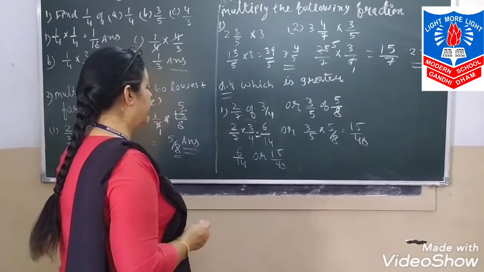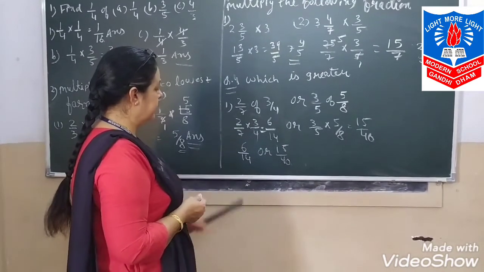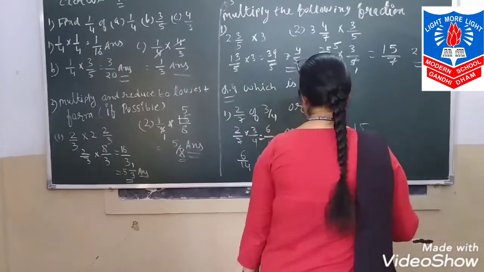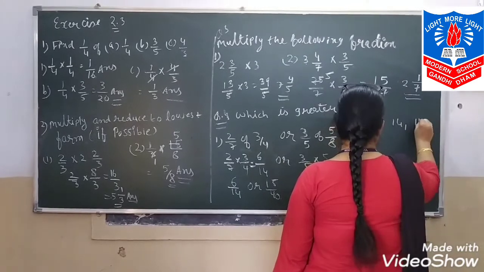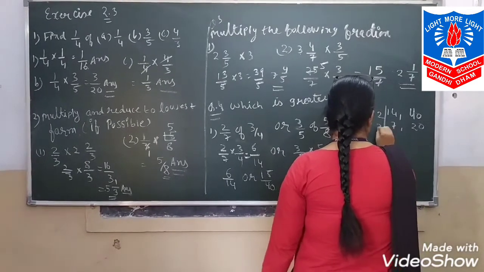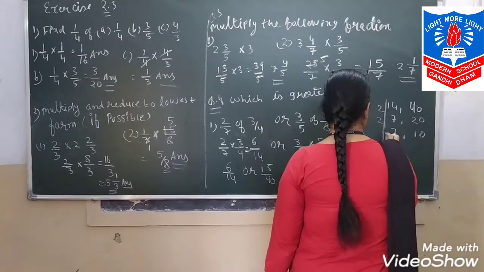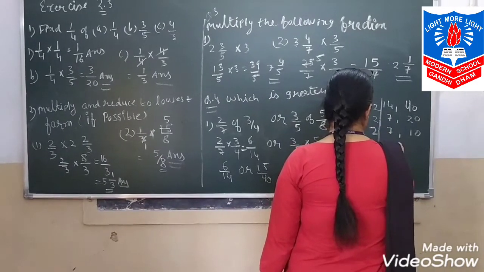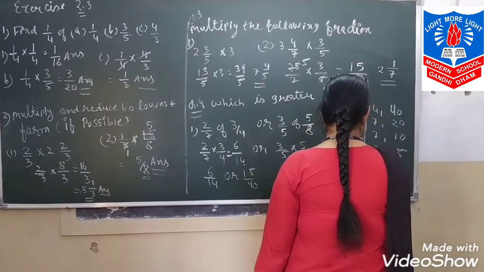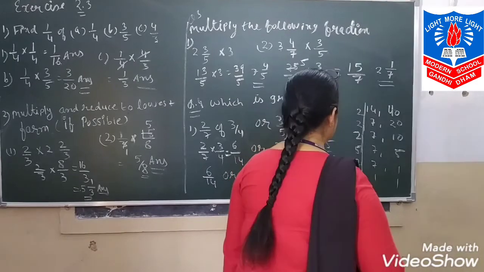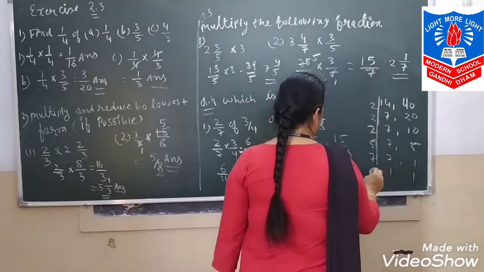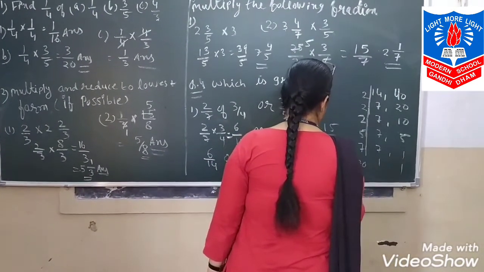How will we find which one is greater? Here see, the denominator and numerator are both different in both fractions. First we find the LCM. 14 and 40. 2 7s are 14, 2 20s are 40. Then 2 7s, 2 10, then 2 5, then 5, and then 7 ones are 7. See, 2 2s are 4, 4 7s are 28, 28 10s are 280. It means the LCM is 280.